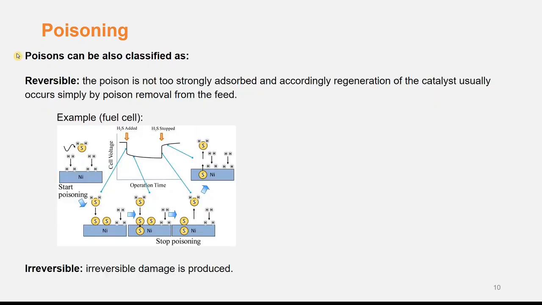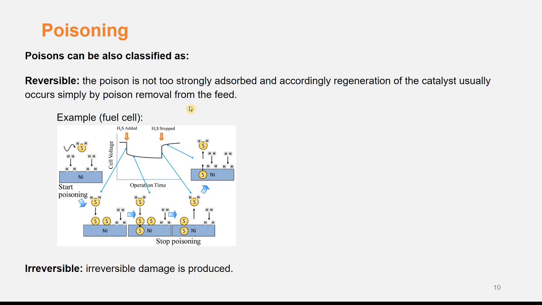Another classification of poisoning is whether it is reversible or irreversible. Poisoning may be reversible if the poison does not adsorb too strongly to the active sites. Simply removing the poison from the feed or passing some inert gas through the catalyst bed may be enough to remove the poison from the catalyst.